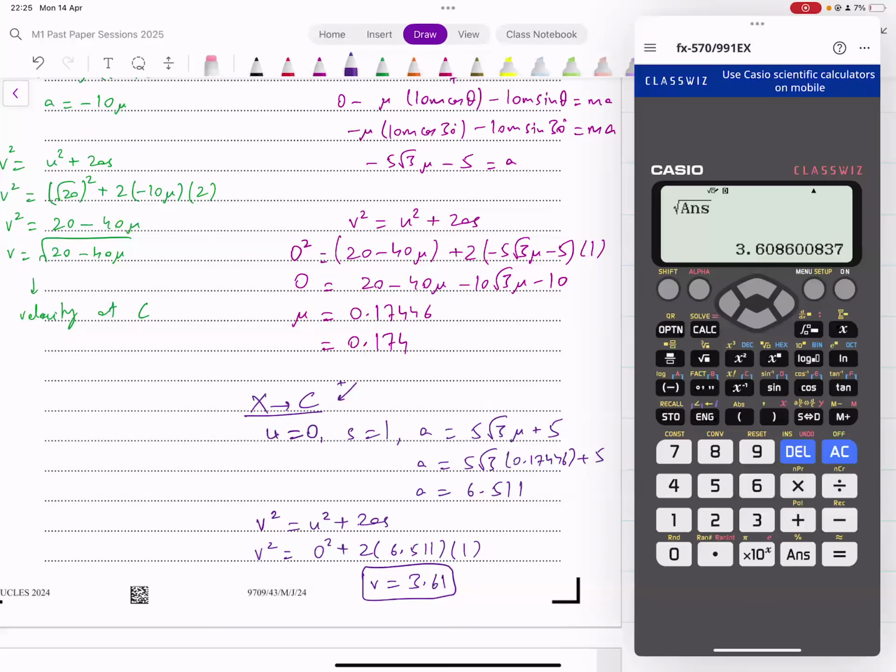Can somebody confirm this? Yeah, this is a real question. Can somebody check the working again?